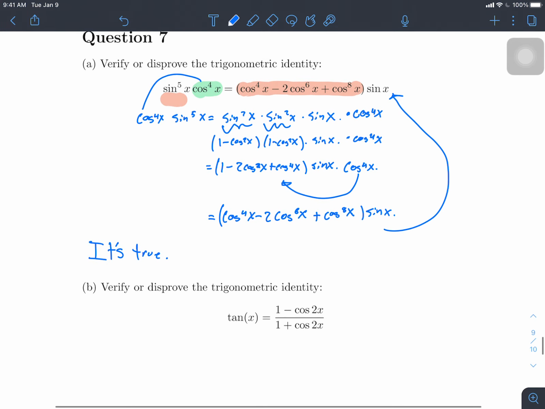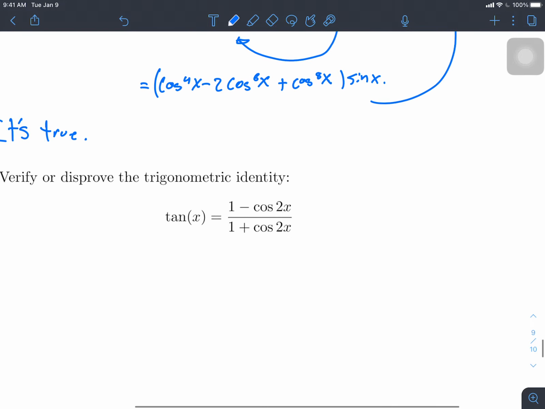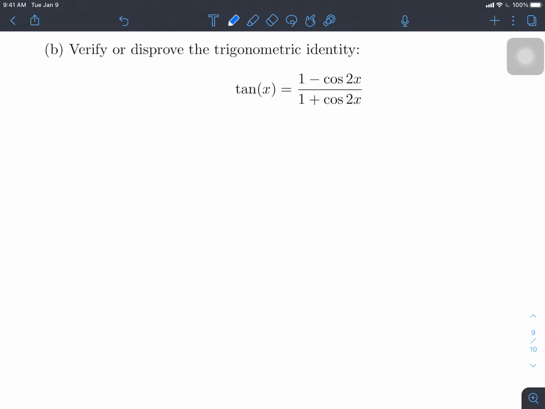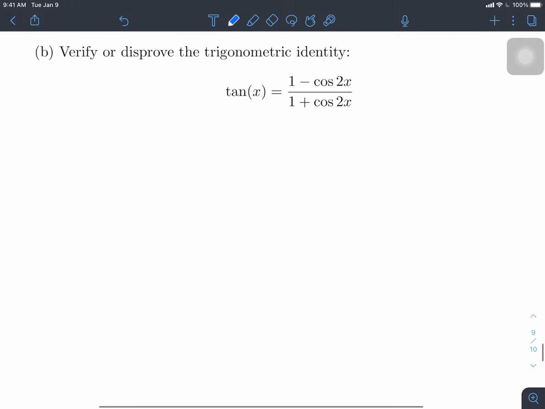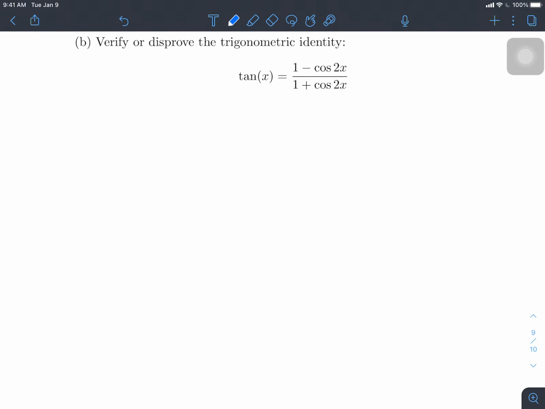Okay, and finally, we have part B, which I think is a really cool problem. The reason I think it's cool is it incorporates basically my favorite identities and most people's favorite identities, the double angle or half angle power reducing identities. And here's the trick to seeing this one, although I'm sure there are other ways that you could do this too.